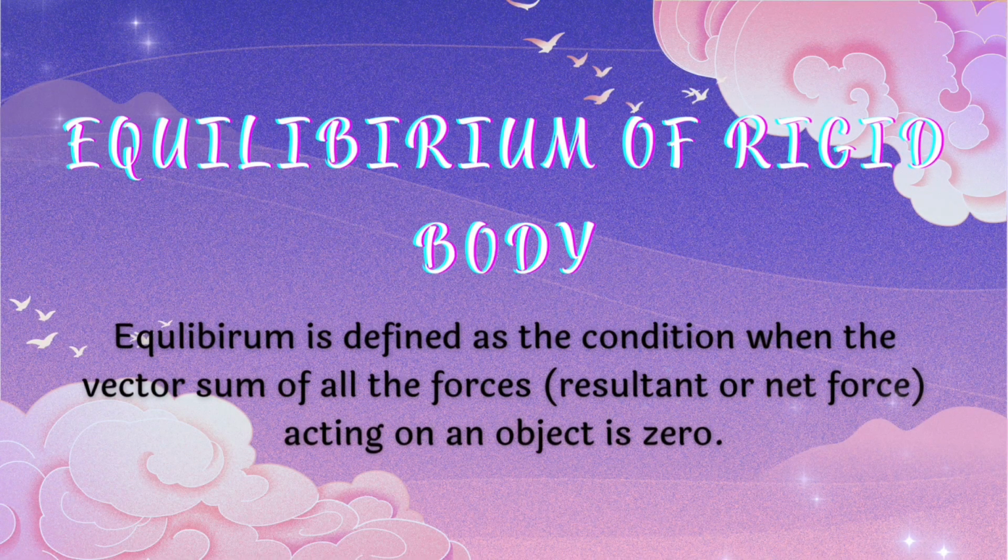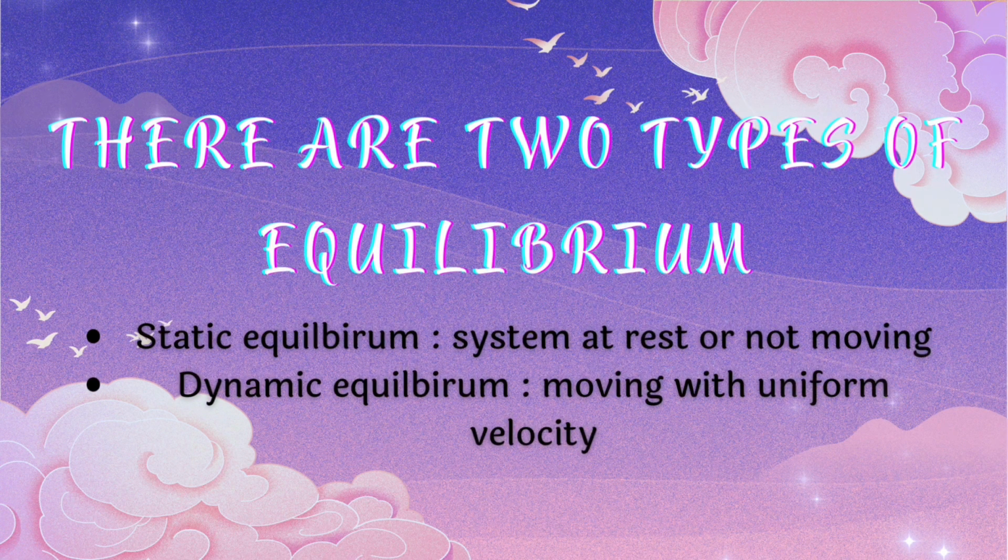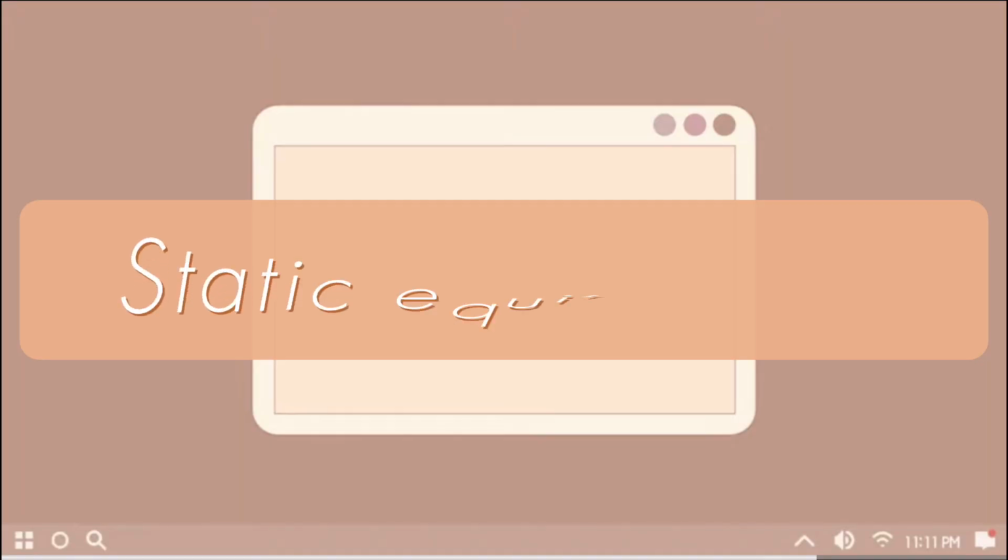Equilibrium is defined as the condition when the vector sum of all the forces acting on an object is zero. There are two types of equilibrium: static equilibrium and dynamic equilibrium.